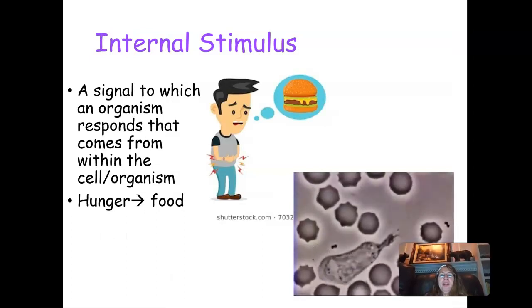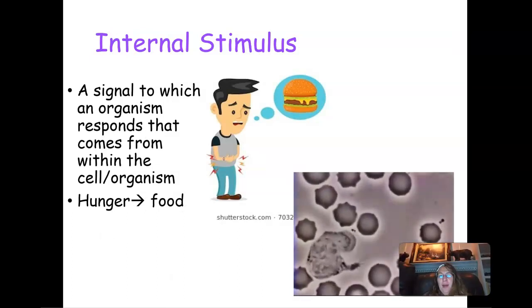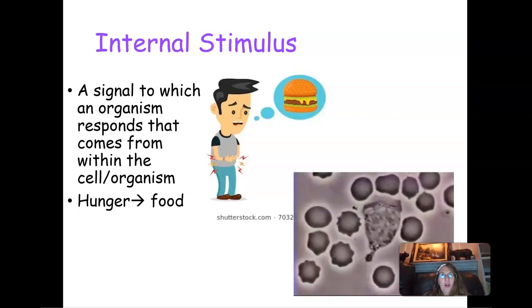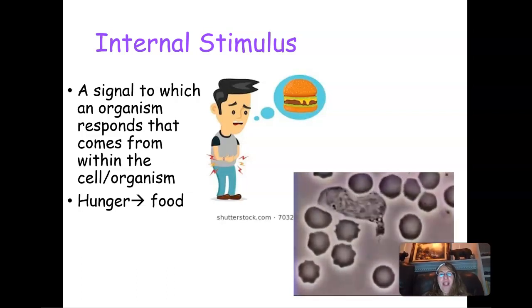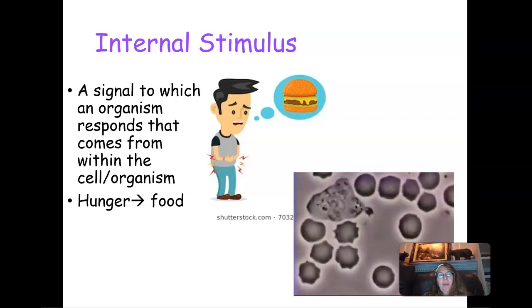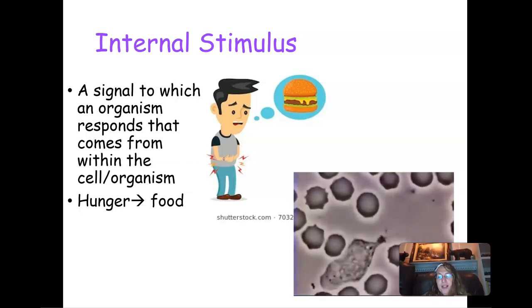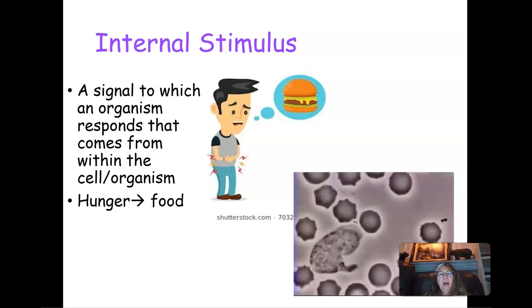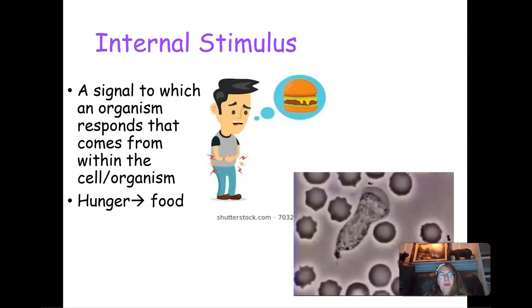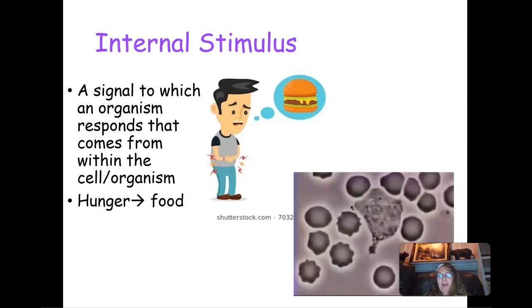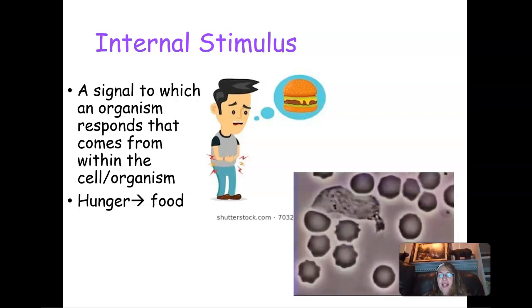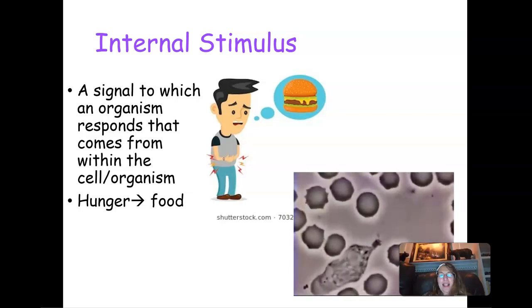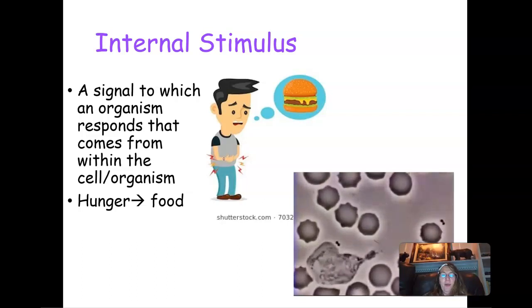We have internal stimuli. We can get hungry, and that tells our self that we need energy. Even the single-celled organism, which looks like an amoeba in the bottom of the page, is responding to a stimulus in the environment. You can see it engulf the bacterium. And so that is it eating just like we would.